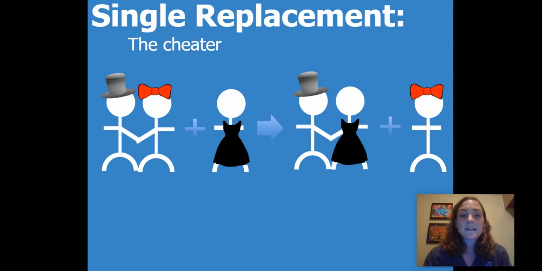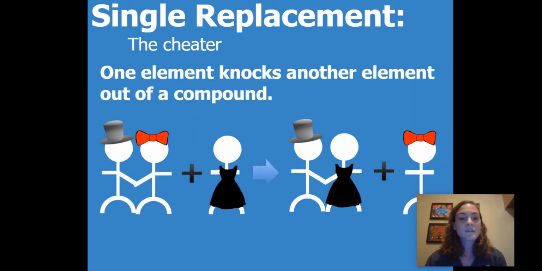So he ends up cheating on Little Red Bow. And so as you can see here, originally, your reactants, Top Hat and Red Bow, are together, and Little Black Dress is single. She's out by herself. After the reaction, Top Hat and Black Dress are together, and Little Red Bow was cheated on, and she's sad and single now. So, one way to say this in a more professional manner would be that one element knocks another element out of a compound.